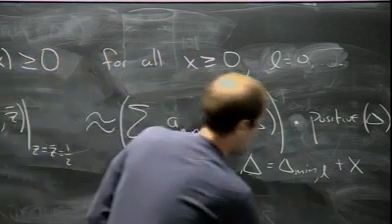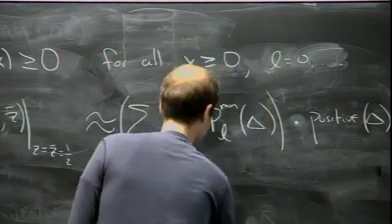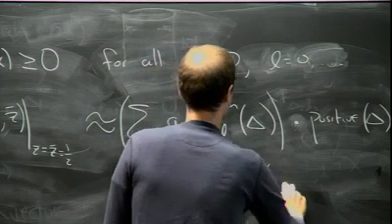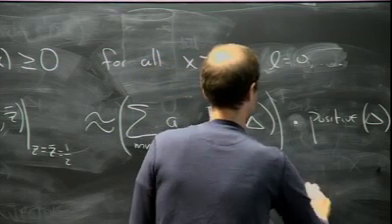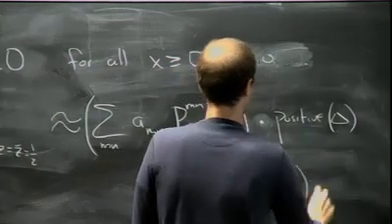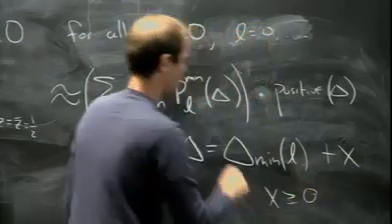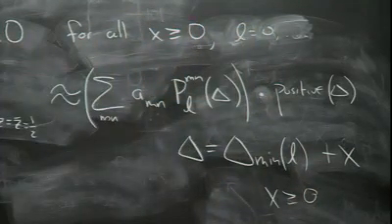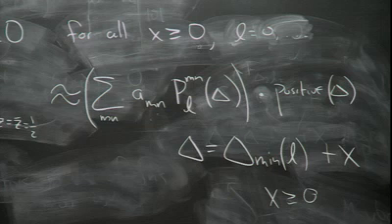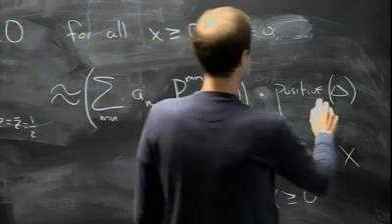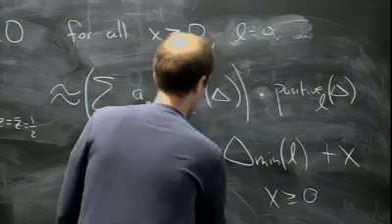I'll rewrite it. So the way we apply semi-definite programming is we write delta is equal to delta min of L plus x, where x is bigger than or equal to 0. Yes? Yes, the positive function can depend on L. Let me give it a name.